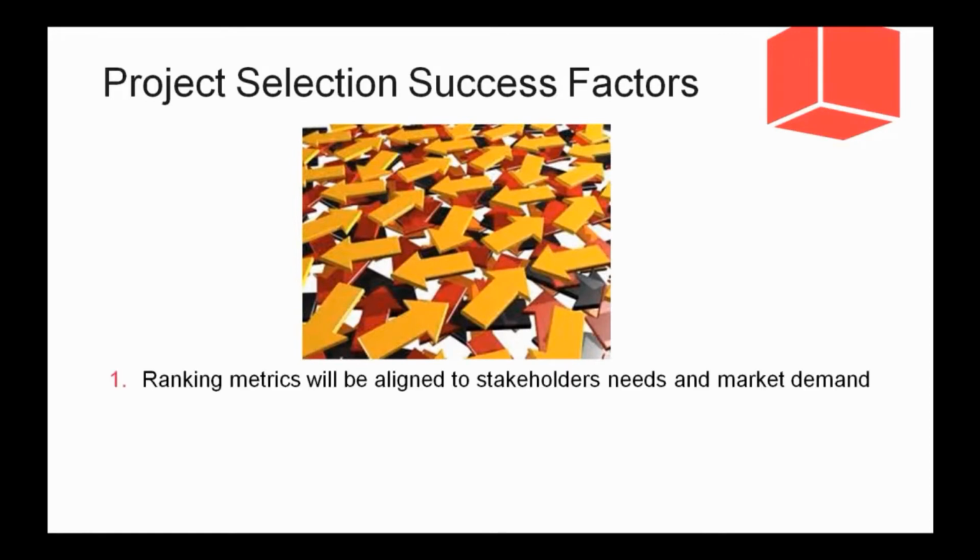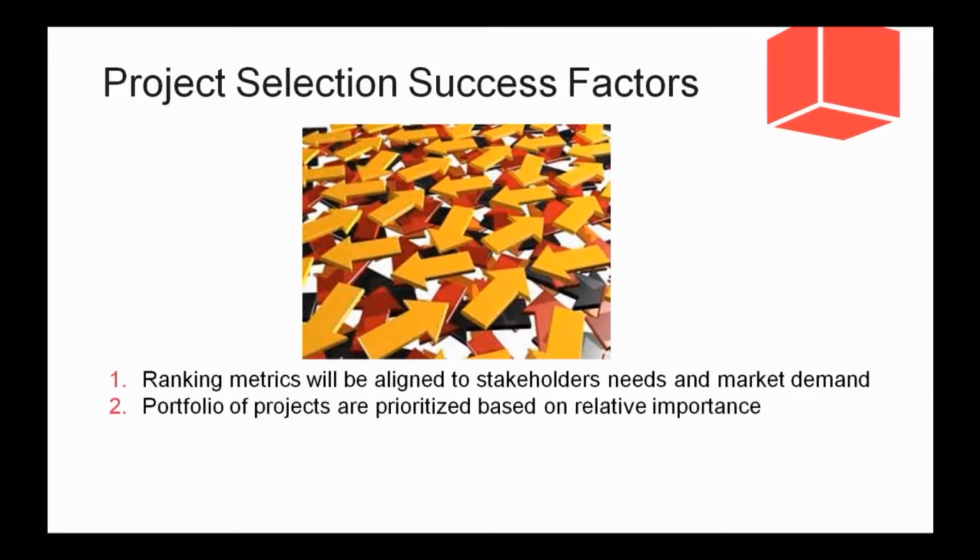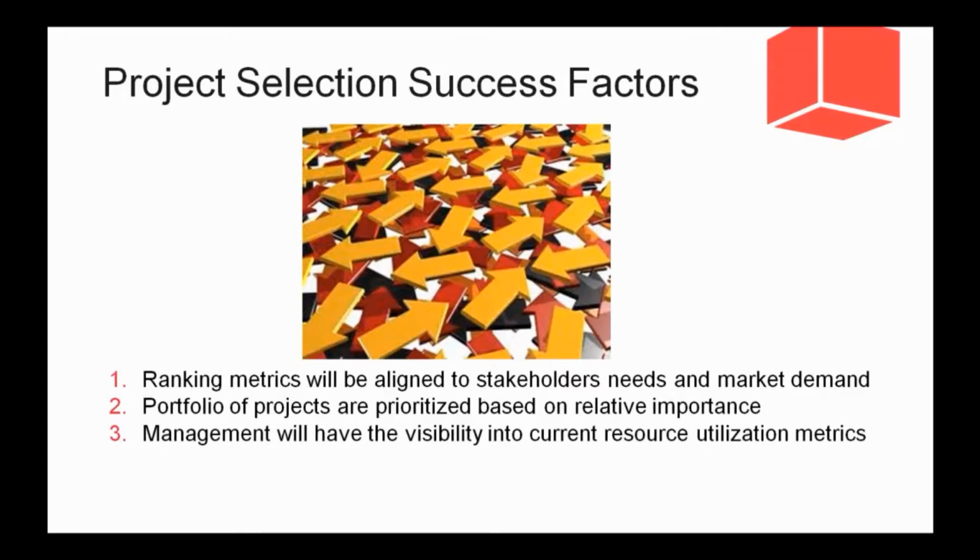Number one, an organization will see their ranking metrics aligned to both stakeholder needs and, of course, the demand of the marketplace. Number two, an organization's portfolio of project ideas will be balanced and prioritized by ranking ideas based on their relative importance. So there will be a priority that makes sense that's in place. Number three, management will have the necessary visibility into current resource utilization and talent so that they can accurately assess the ongoing viability of their pipeline. So they'll have a good sense of where their talent is and their ability to execute.